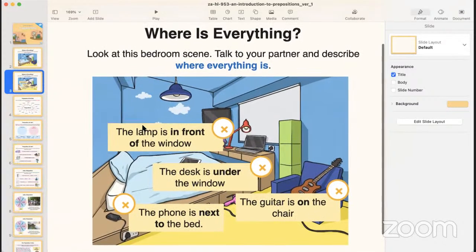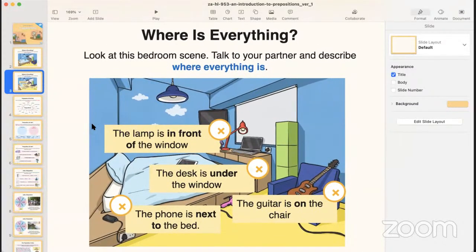So these are quite expanded sentences. If you look at the ones they've given you, the lamp is in front of the window. So indicating in more detail where exactly and in front of what. And then the desk is under the window. The guitar is on the chair. The phone is next to the bed. So this is also another way you can write these sentences.